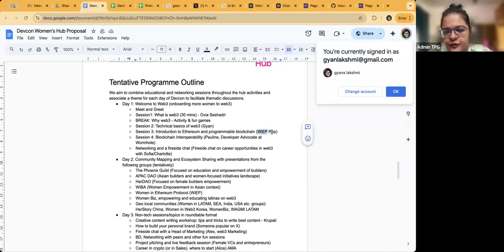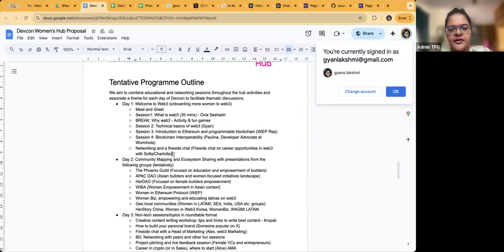Perhaps we can get someone from Women in Ethereum Protocol to talk about that, and then some subjects just in that space. So we will curate this agenda, what this will look like. But the umbrella theme that day would be something like welcoming more new people to Web3, people who are not that familiar with blockchain. So that's how we decided.